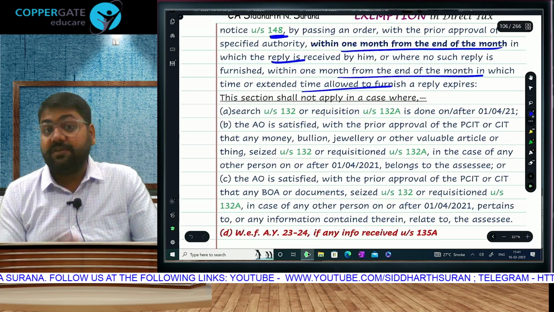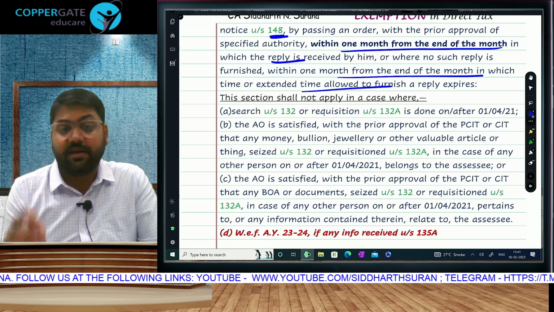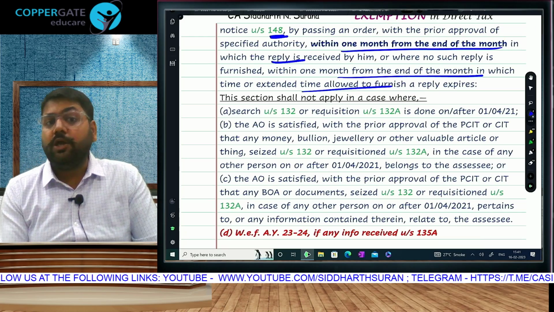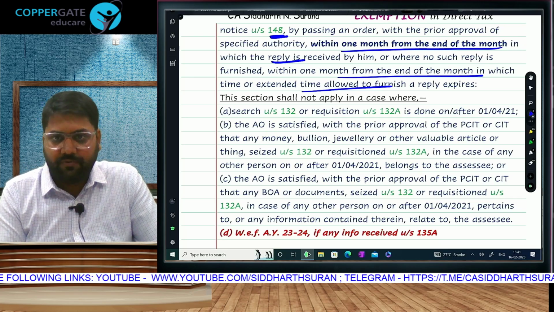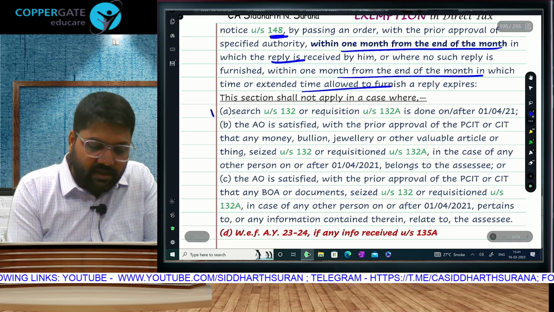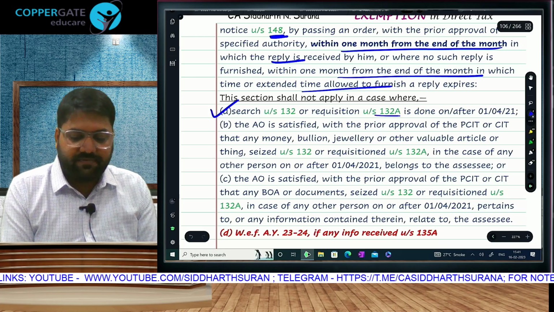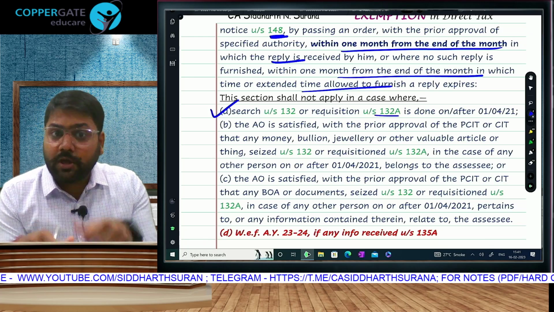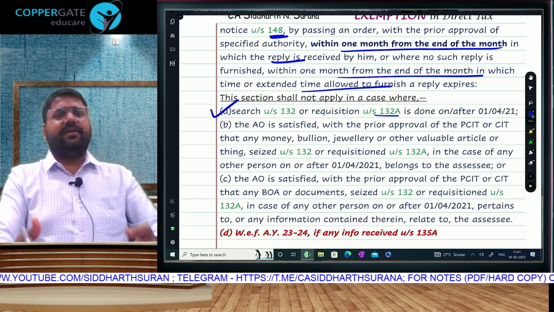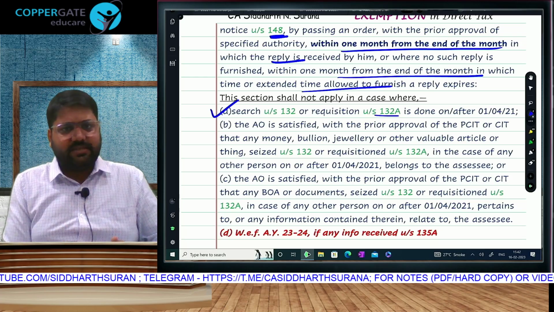However, this section will not apply. Means alternatively, you can say that the AO need not follow the procedure and directly give the notice of 148. Case 1. If a search has been conducted or requisition is given. Did I tell you that search cases will also now be assessed here? So, if we have already conducted a search, definitely there is a case of income escaping assessment. That is the reason we conducted the search.